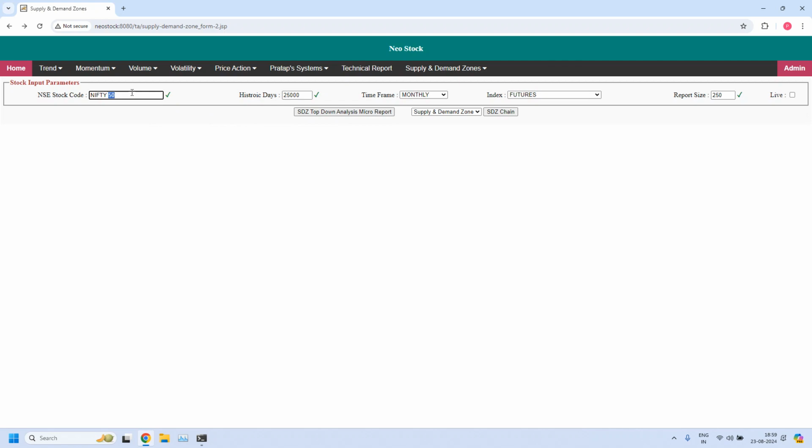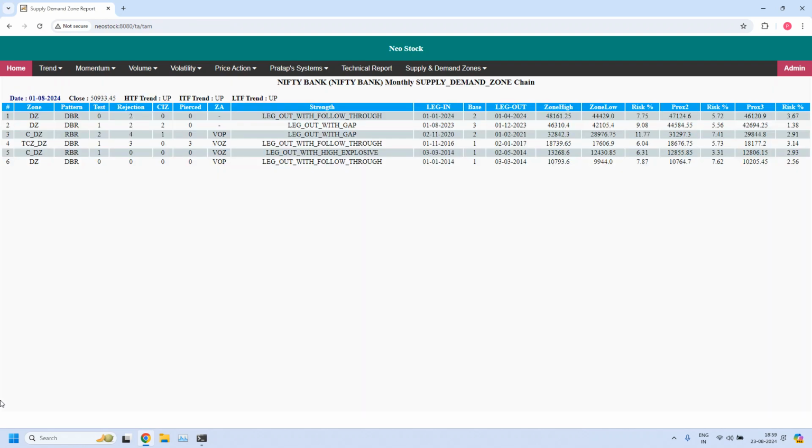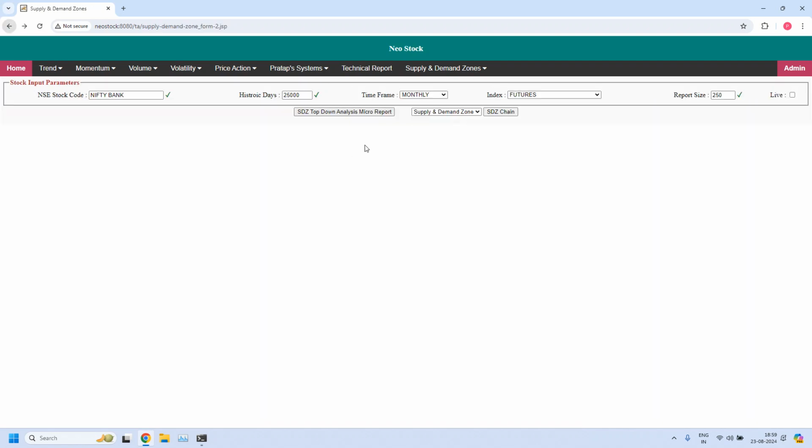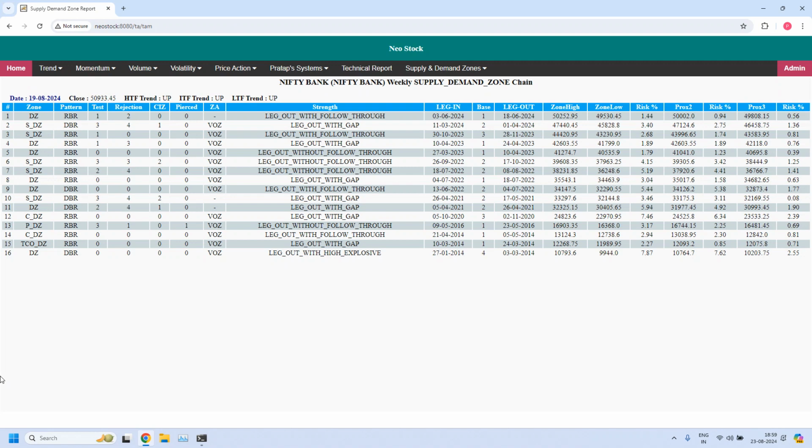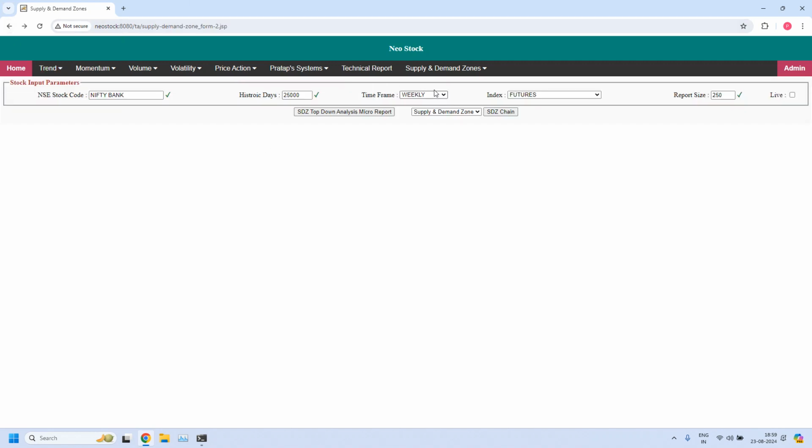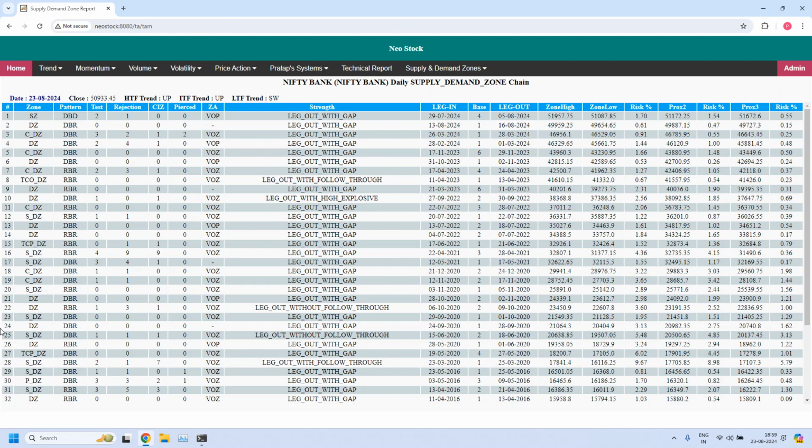So I have to change the script code as NIFTY Bank. It's nothing but BANKNIFTY. So now I am generating BANKNIFTY supply demand zone chain for monthly time frame. The next time frame is weekly. I am generating weekly supply demand zone chain for BANKNIFTY. And the next time frame is daily. I am generating daily supply demand zone chain for BANKNIFTY. Now the daily trend is changed to sideways.